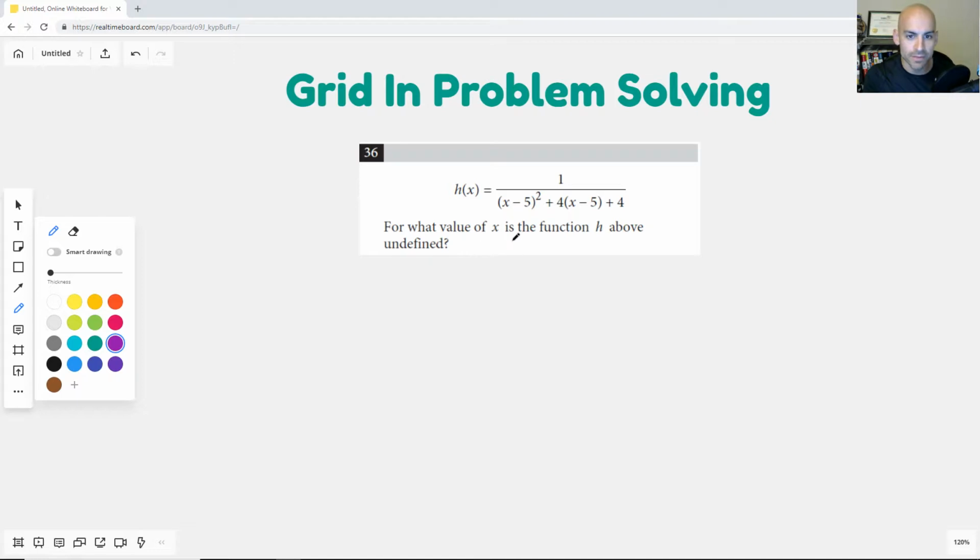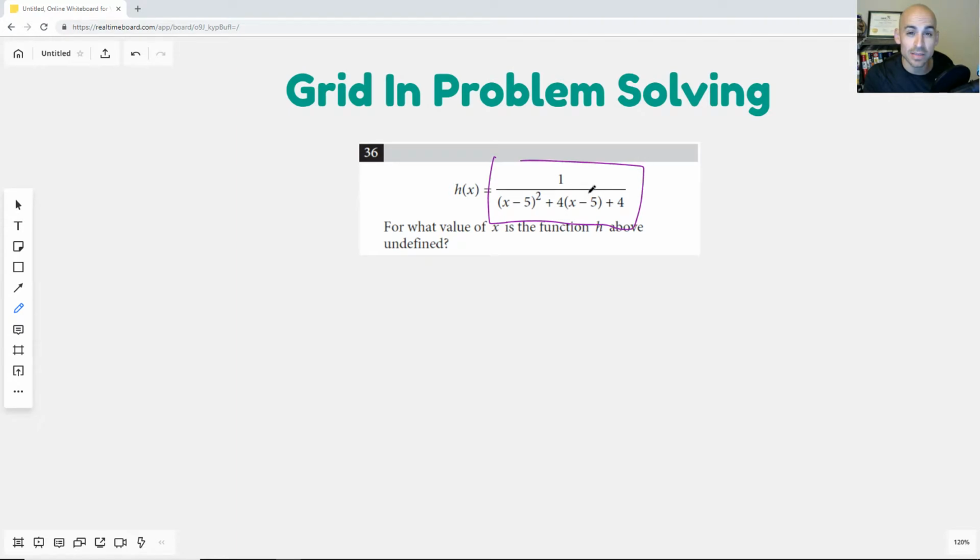So for what value of x is the function h above undefined? Well, to have a fraction that's undefined, what that means is that the denominator has to be 0. So ultimately, we want to ask ourselves, what can we plug in for x that would make this equal 0? So I'm going to rewrite that problem down here.